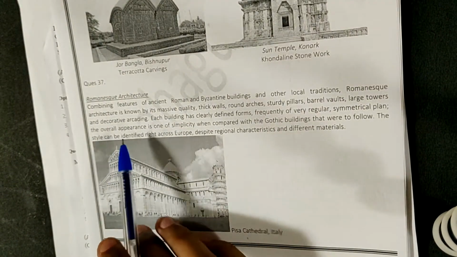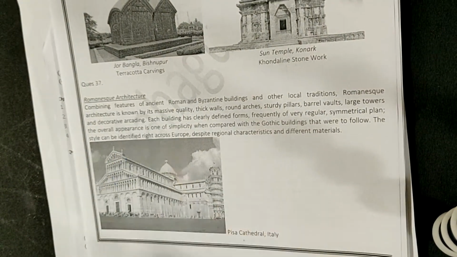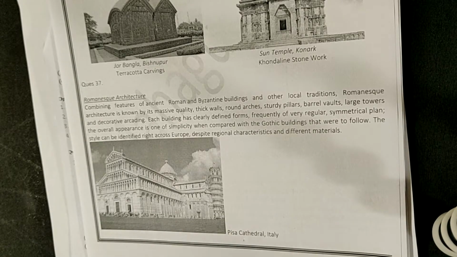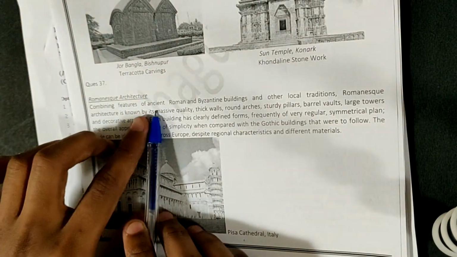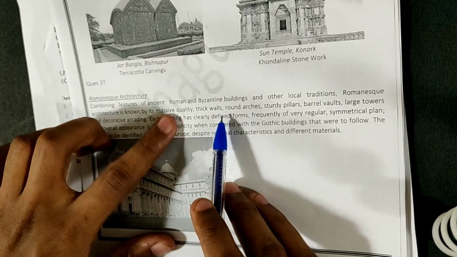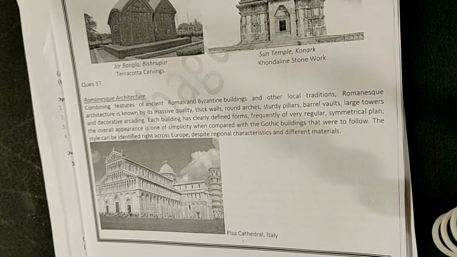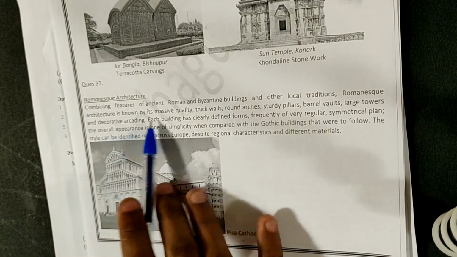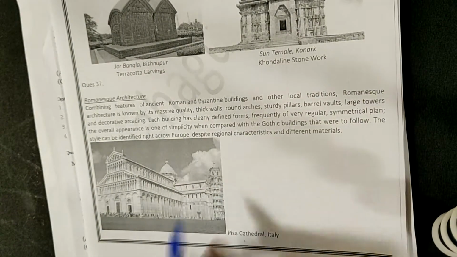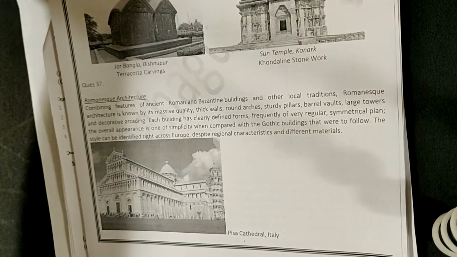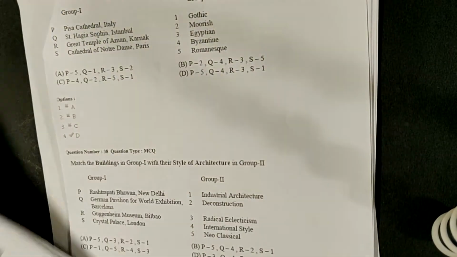So basically Romanesque architecture combined the ancient Roman and Byzantine with some local tradition. That is why you have Spanish Romanesque, French Romanesque and Italian Romanesque, because you combine the Roman and Byzantine buildings' features with some local tradition. That is why Romanesque has 3 styles. So it is also famous for its massive quality, thick walls, round arches, sturdy pillars, barrel vaults and large towers, and the decorative arcades. For more information, please refer to my notes.